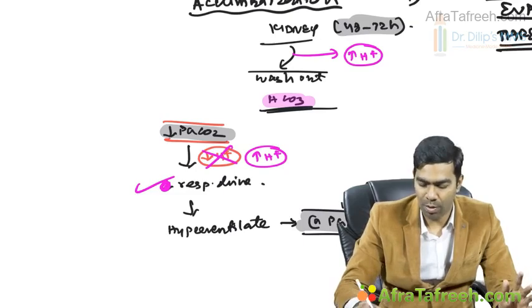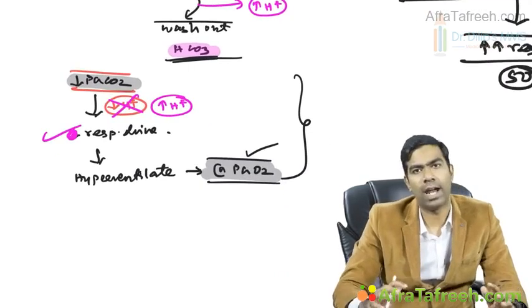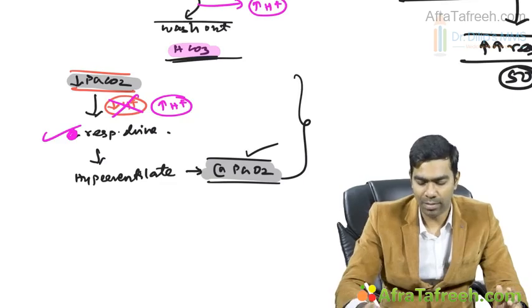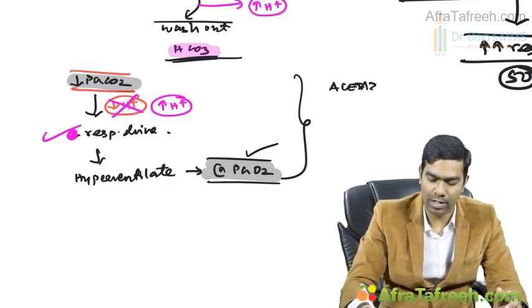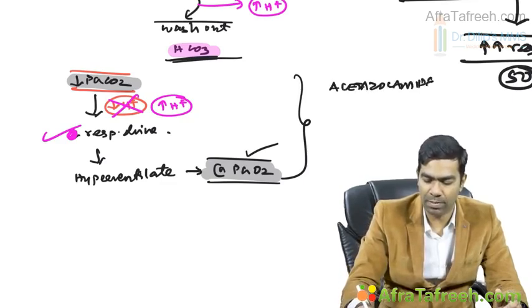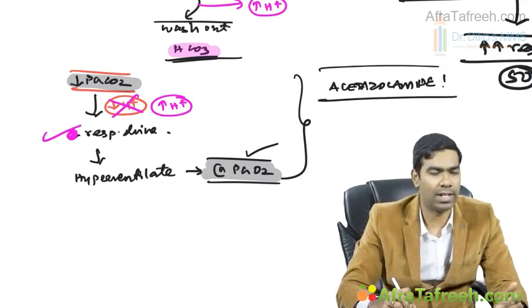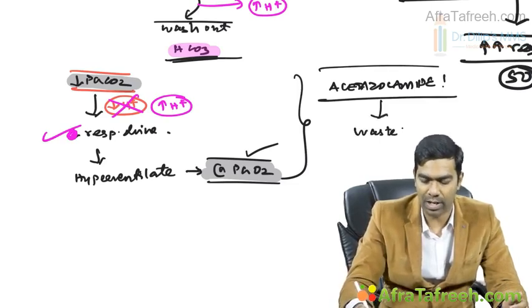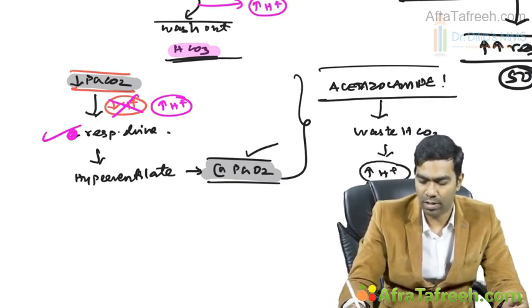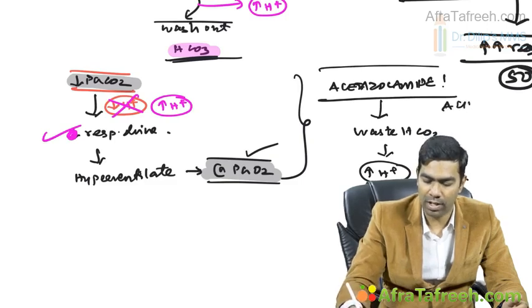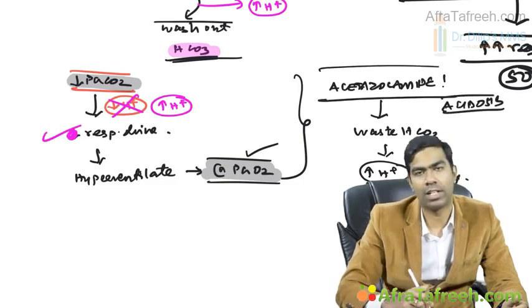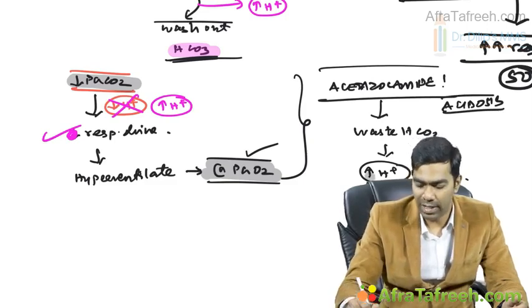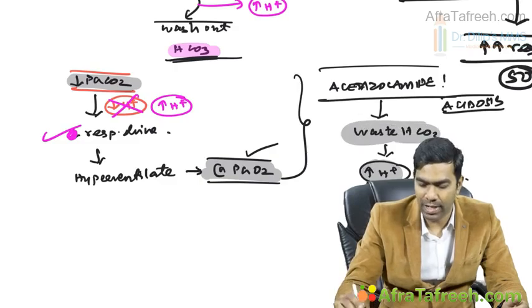So what compound can mimic this principle? Very simple, it's acetazolamide. Acetazolamide is a compound that is going to absolutely mimic this principle. We'll discuss acetazolamide in detail in the nephrology section, but it is one compound that is going to waste bicarbonate and increase the H+ in the body, which means acetazolamide is going to trigger acidosis by conserving H+, the same thing the kidney does during acclimatization.